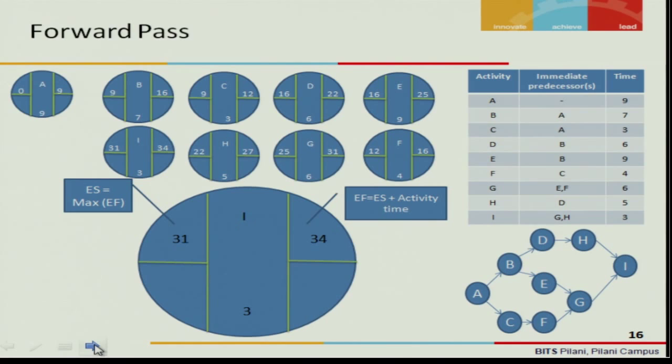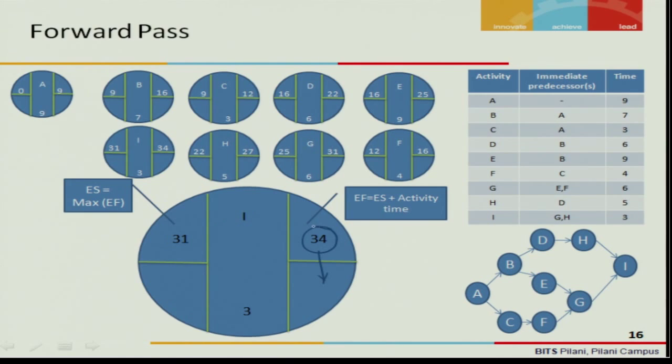This way we can complete for all the activities up to I, and you finally end up with a time called 34 weeks, right? Now this forward pass is completed. Now let us move to the reverse pass. When you move to the reverse pass, all that you need to do is that this has to just come here. The same value has to come here for the last activity.